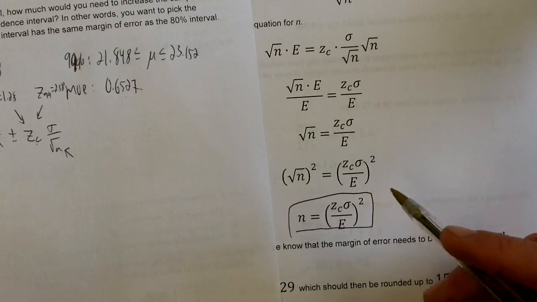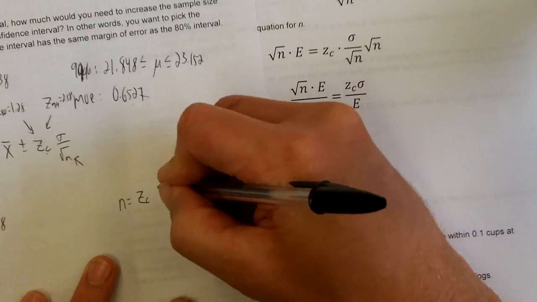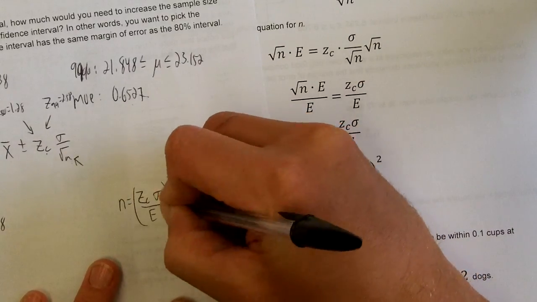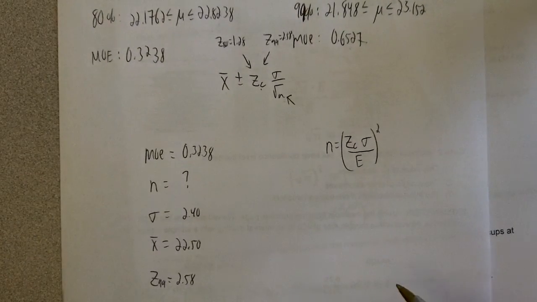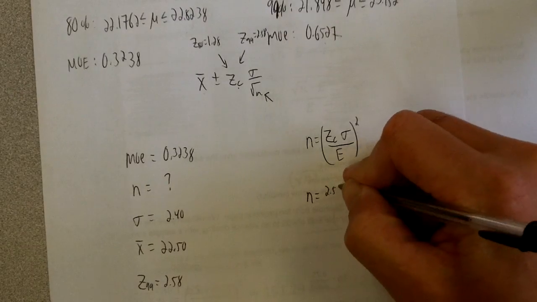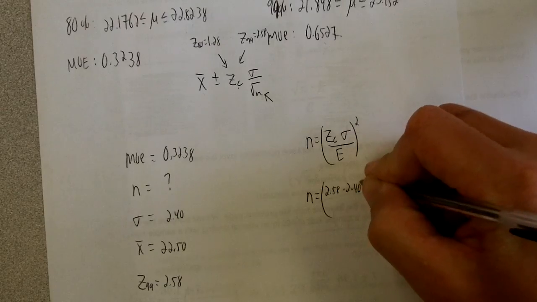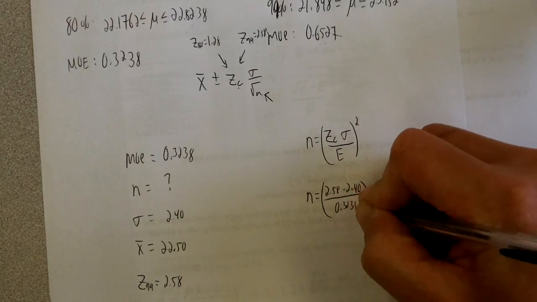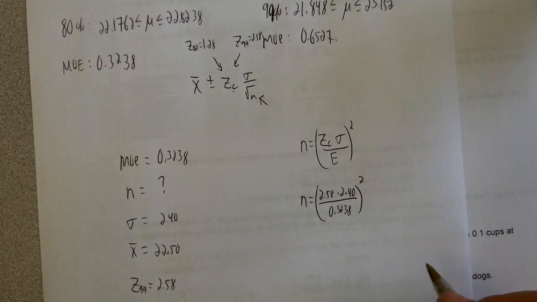So n is equal to z sub c times sigma, all divided by e, which is your margin of error. Everything that we have is given in the problem. So now the sample size, in this case, would have to be 2.58 times 2.40, all divided by the margin of error of 0.3238, and the whole quantity will be squared.